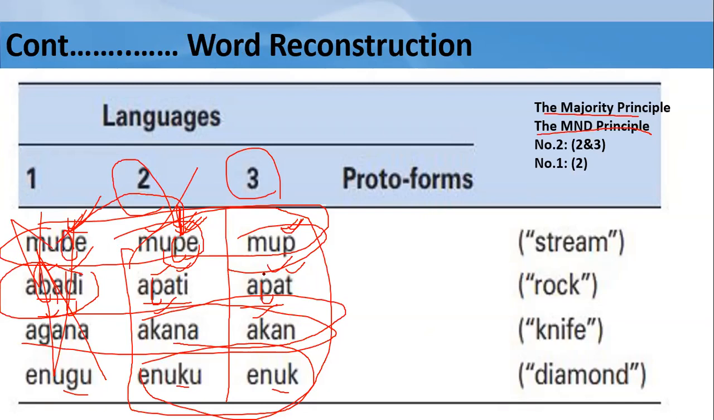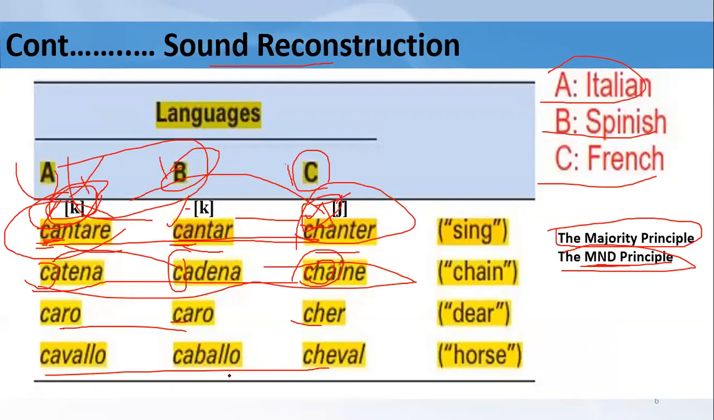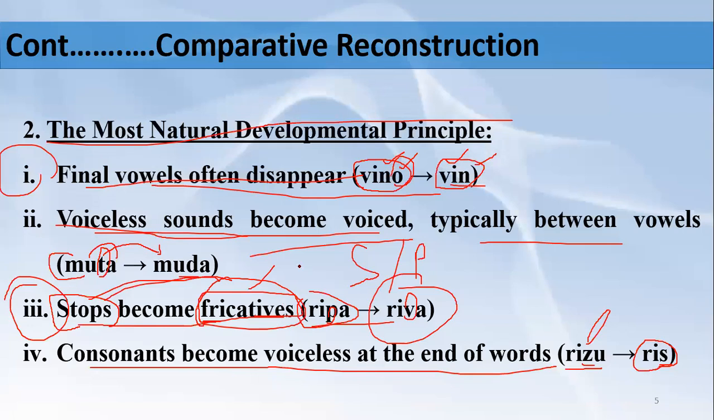Again, rule number two proves that these forms are the original forms. Fine, original, I mean the protoform, the older forms, and these are the later forms, the new forms, the modern forms. So in order to draw a line between these two, to find out the oldest form, between 2 and 3, we have to apply principle number 1, rule number 1 of the most natural developmental principle. It reads that final vowels often disappear. It means that initially words have got the final vowel sounds, but later on those vowel sounds disappear.